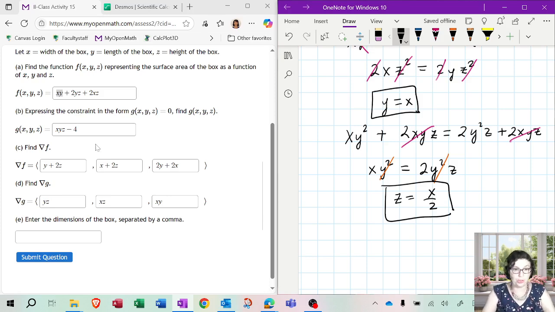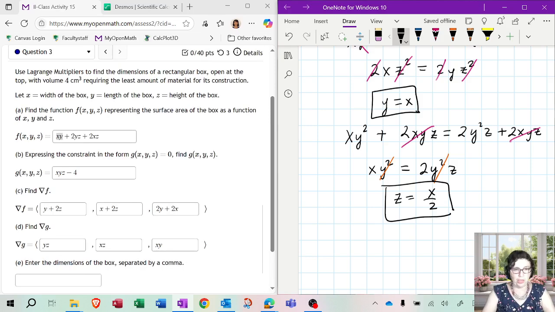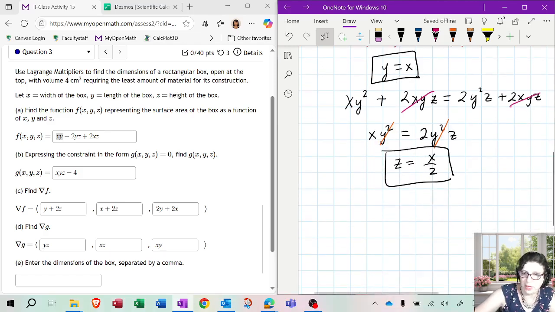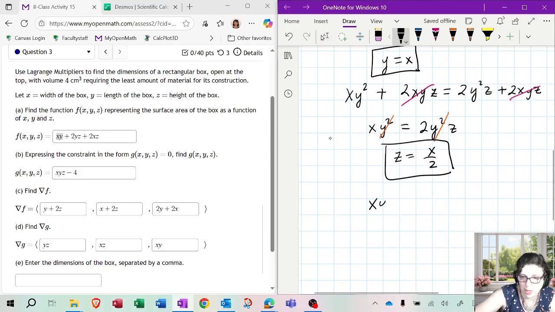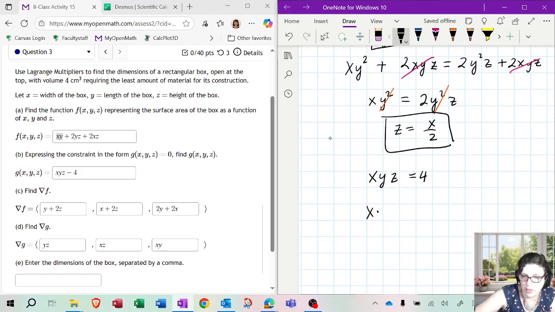So now that I expressed y in terms of x and z in terms of x, I must go back to the constraint. Remember, the constraint was that the volume had to be 4. So what that means is the volume, which is xyz, should be 4. Let's substitute y, which was just x, and z, which was x over 2. And we got x cubed equal to 8, which just means that x equals the cube root of 8, which is 2.